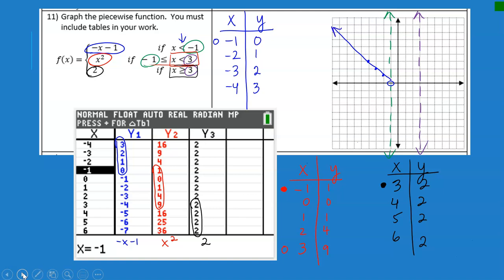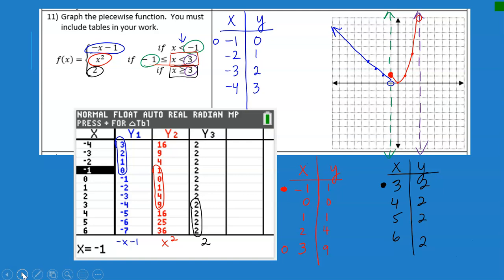Okay, my next graph that's in between my two boundary lines is going to start at -1, 1. So left 1, up 1, and this is a closed circle. And then I have points at 0, 0, 1, 1, 2, 4, and then at 3, 9 I have an open circle. So this is like the middle section of a parabola.